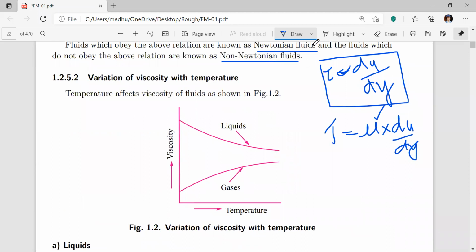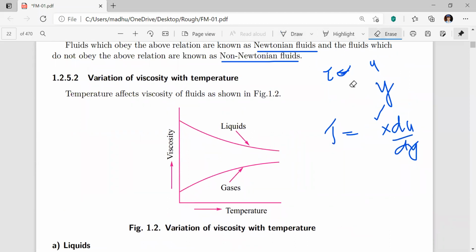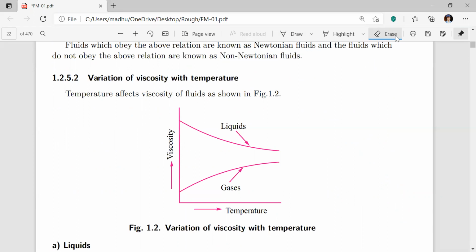Okay, so now in the next topic, we will study the variation of viscosity with temperature. You are going to conduct an experiment on this in the 5th semester in the energy conversion laboratories, on how the viscosity of the fluid varies with the temperature. Okay, now you see this figure. What happens as the temperature increases along the x-axis? For liquids, viscosity is decreasing.